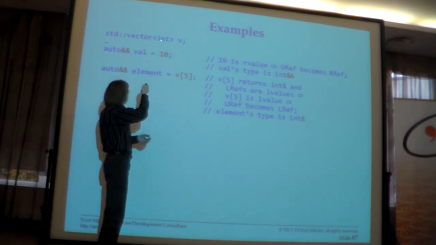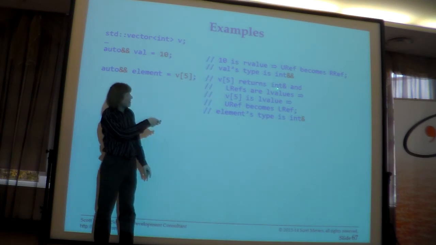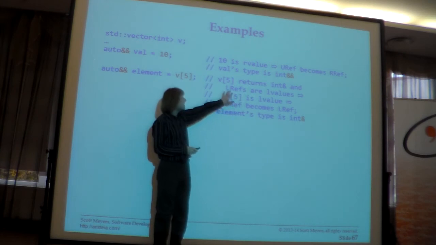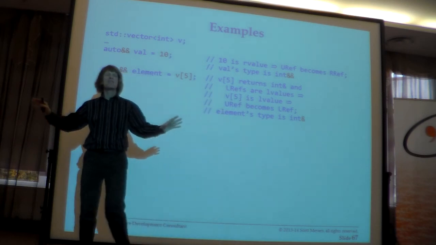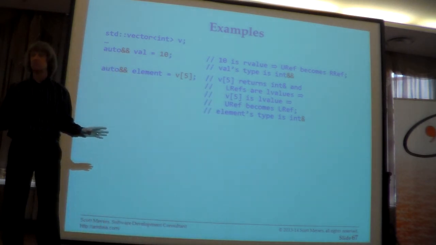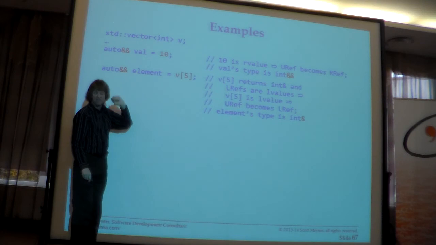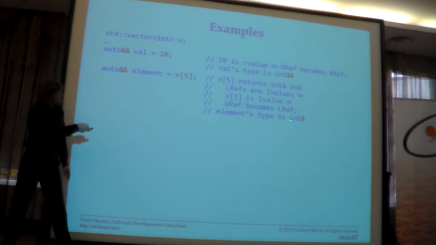If I have a vector of int, and I say v sub 5, v sub 5 returns an int&. That's just what the array bracket operator in vector returns. And L value references, by definition, are L values. Just as a language rule, by definition, every L value reference is an L value. Which means I am initializing element with an L value. auto&& is a universal reference being initialized with an L value, and as a result, the type of element is int&.